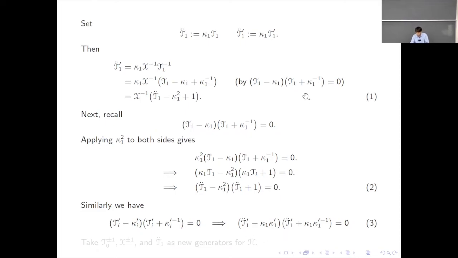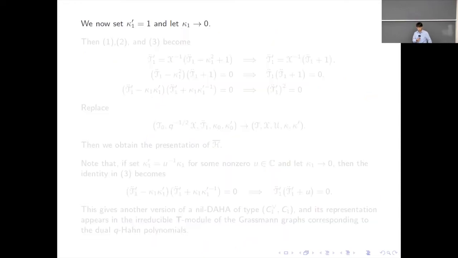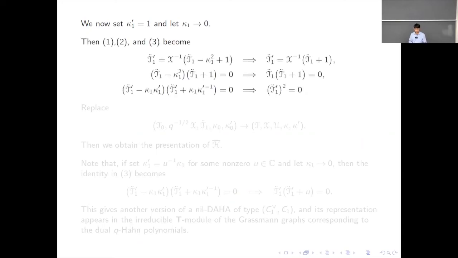So by relations 1, 2, and 3, we can take the new generators for DAHA, 5 generators: T0 plus minus, X plus minus, and T1 double dot. So we have new generators. Now we specialize our parameters. K1 prime equals 1. We let K1 go to 0, then the relations 1 to 3 we obtained become as you see here. So K1 is 0, so this term will be gone. So we have this relation. And K1 is 0, so we got this.